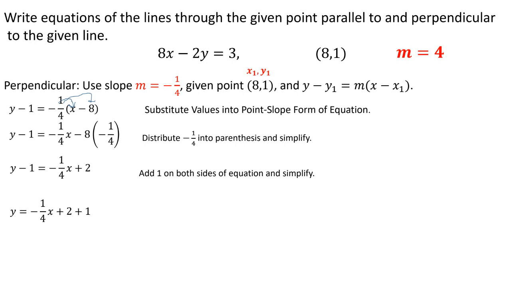Then I'm going to add 1 on both sides. When I do that, it's going to give me y is equal to minus 1/4 x plus 3. So this is the answer that your test or computer is going to want to see for the perpendicular line. Any questions so far?